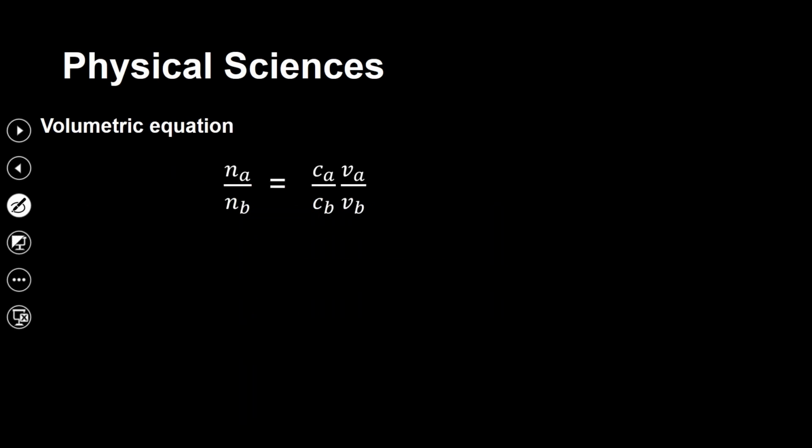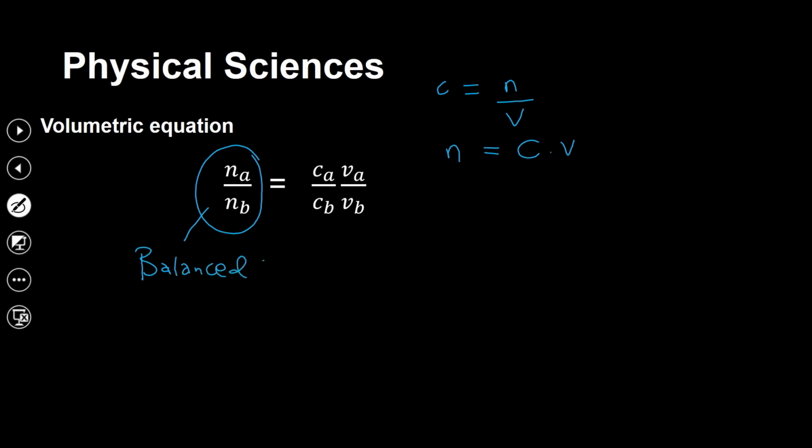Then the volumetric equation comes from the formula: concentration of a substance is moles of substance per unit volume, which gives us moles of whatever, be it an acid or base, equals the product of the concentration and volume. So this is the actual ratio of the substances in terms of the acid and the base. This would come from the balanced equation of reaction, okay?